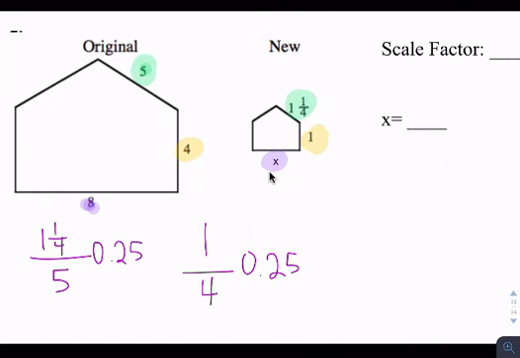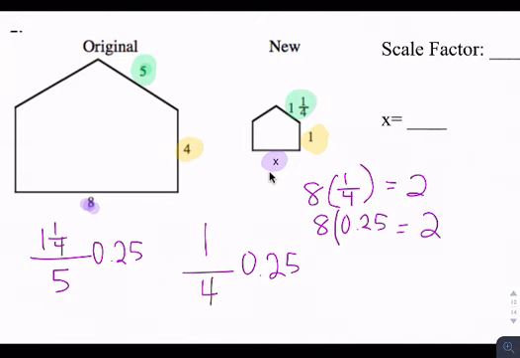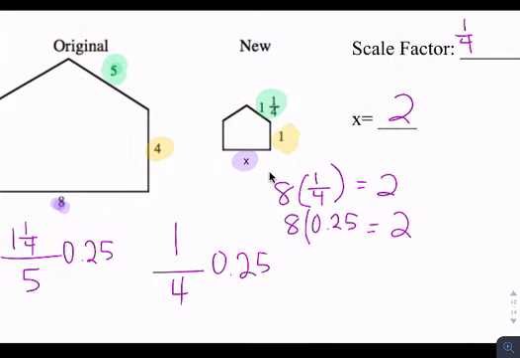But what I want to do is then take my original 8 and multiply it by my scale factor. So 8 times 1/4, or 8 times 0.25, and I'm going to get 2 either way. So 2 is x, my scale factor is 1/4 or 0.25.